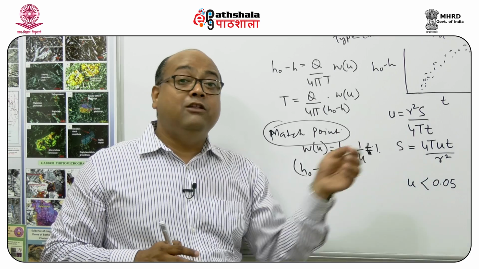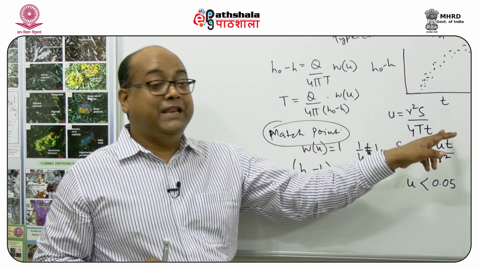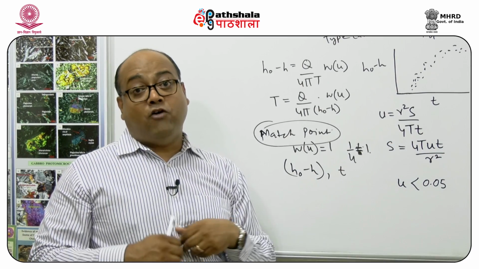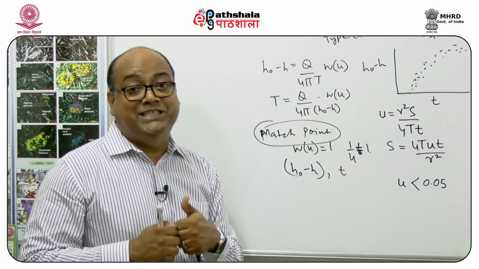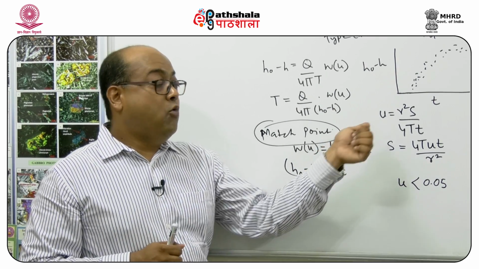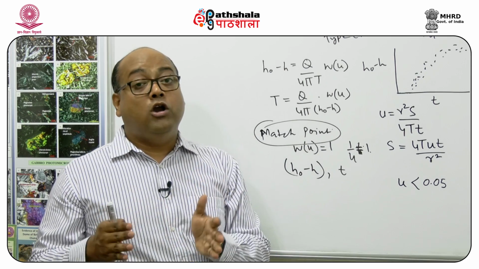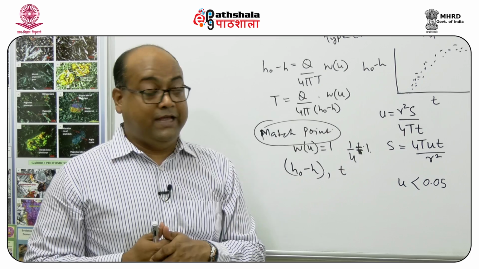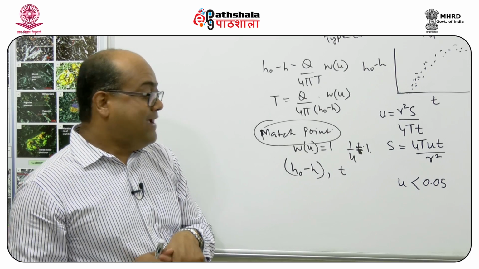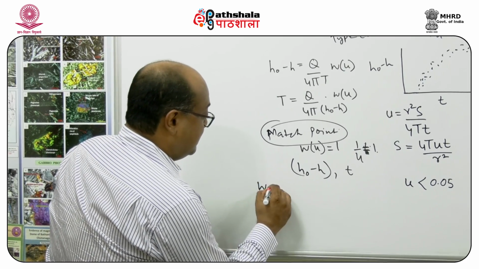Or if the value of t, or the time over which measurements are taking place, is very, very long. So the two conditions required for the Jacob method are: one, the observation has to be either very close to the pumping well, or the observation has to be taken after a very, very long time period.